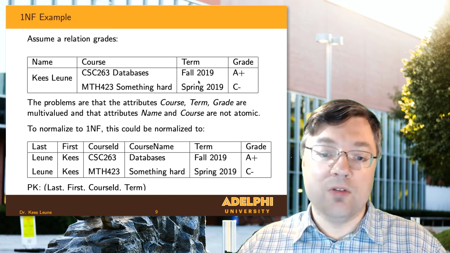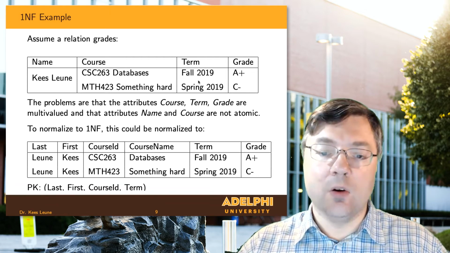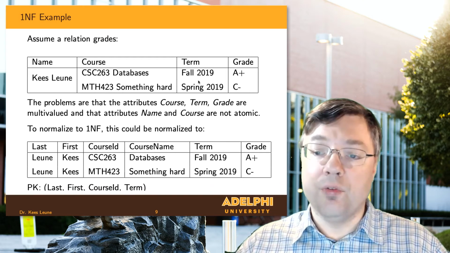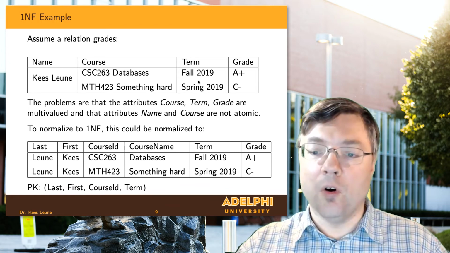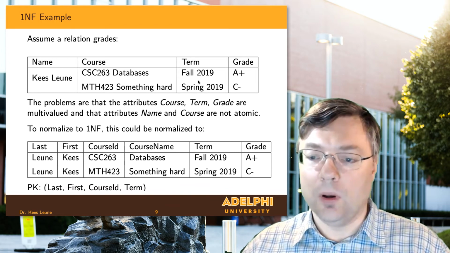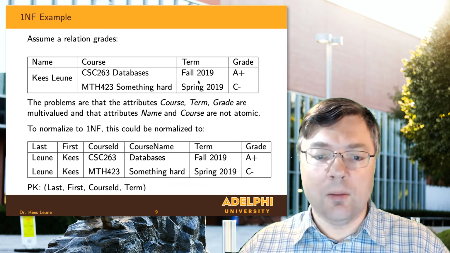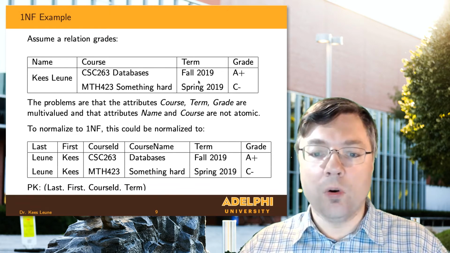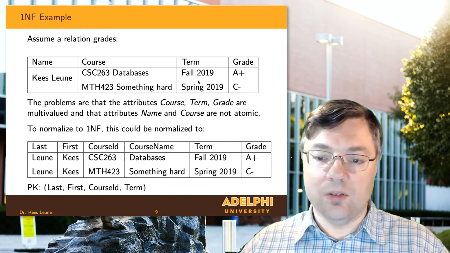First of all, name is not an atomic field. I can split that up in first name and last name. Course is not either. I have a course ID and a course name, so I need to split that up too. Term, however, is atomic. Fall 2019 is a comprehensive term. I'm not going to split that up in fall and then in 2019. It's one term. And the grade as well. So if I'm just looking at my domains and my domain knowledge, I'm going to have to split up name in first name, last name, course in course ID, course name, and term and grade I can leave as is.